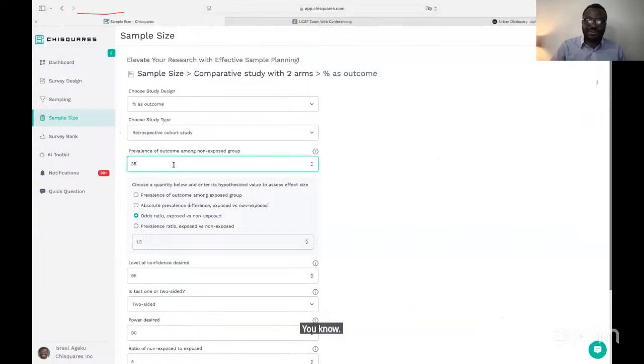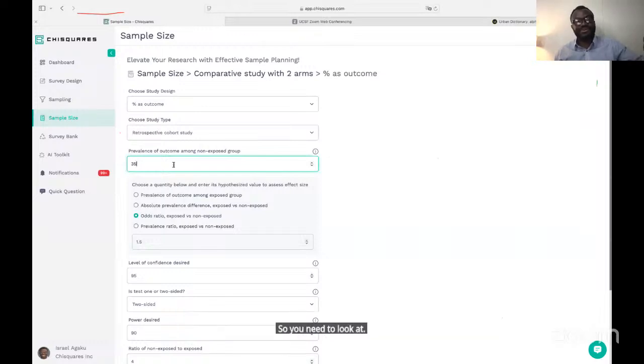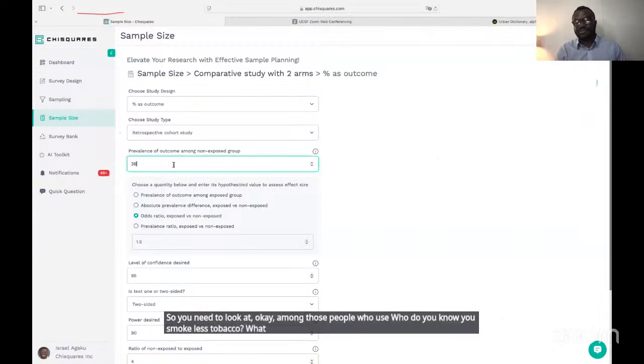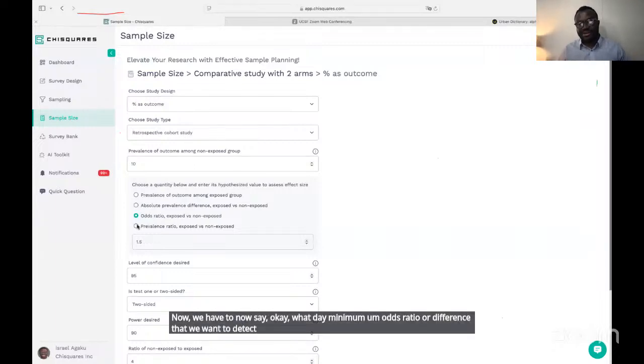Let's say your research question is the relationship between smokeless tobacco use and tuberculosis. That's what you're trying to research. So you need to look at, among those people who do not use smokeless tobacco, what's the prevalence of tuberculosis? Let's say it's 10%. Now we have to say, what's the minimum odds ratio or difference that we want to detect between the exposed and the non-exposed?